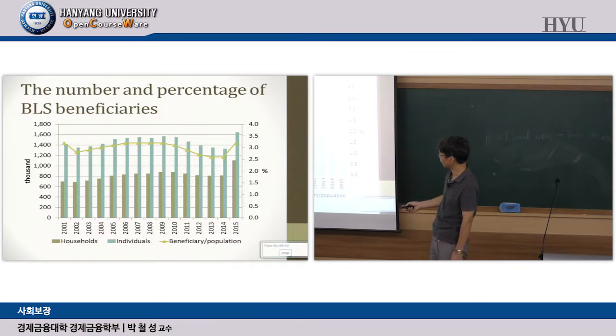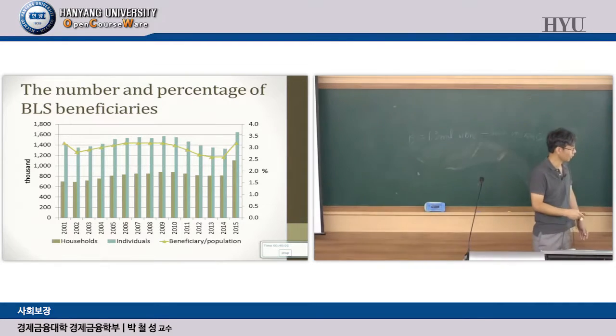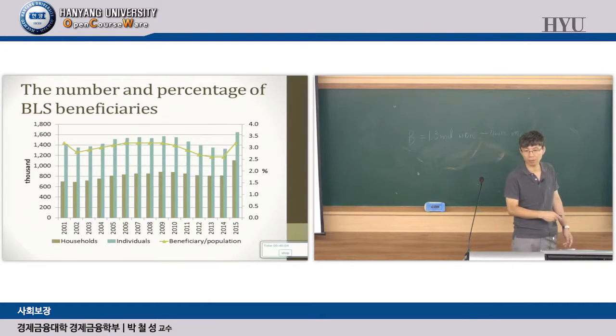And the beneficiary share of the population was about 2.5%. It's now about 3% because of the change in the rule. There has been a 0.5 percentage point increase in the percentage of beneficiaries among the Korean population. It's a little more than 3%, about 3.2 to 3.3 percent of Korean people who get the benefit.